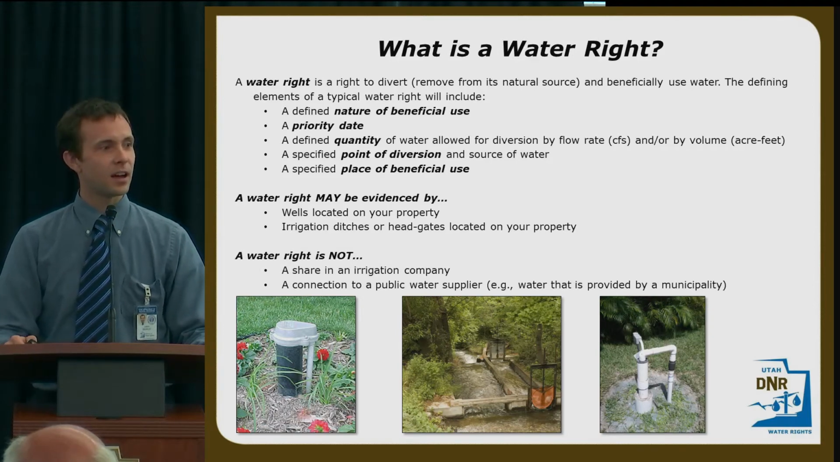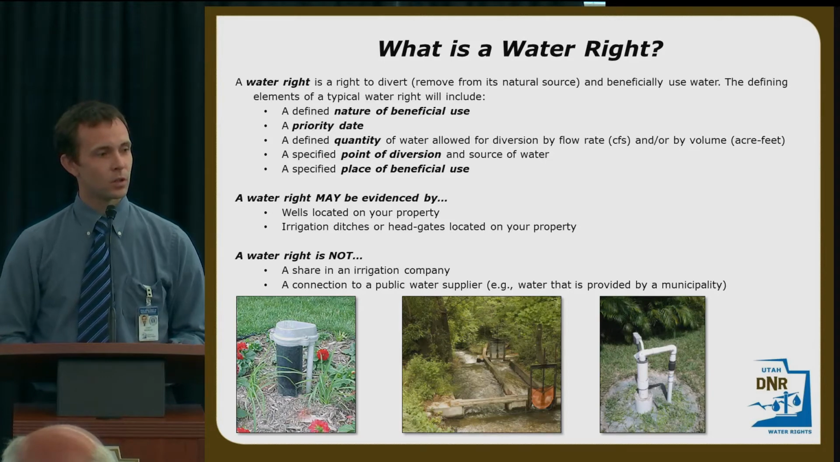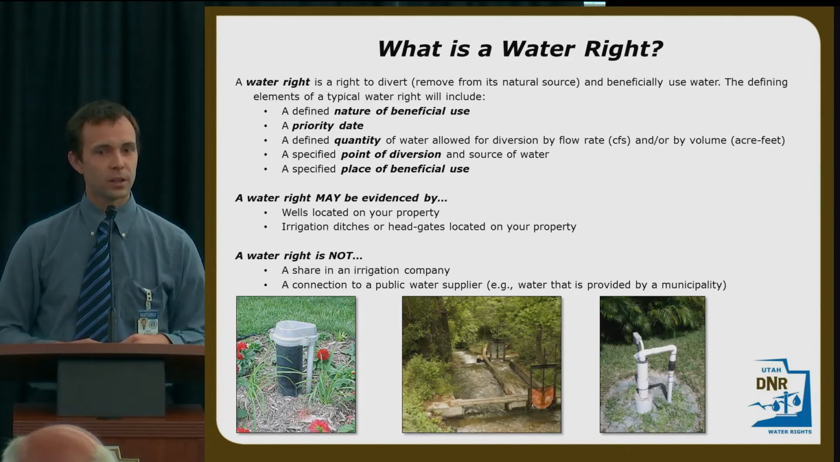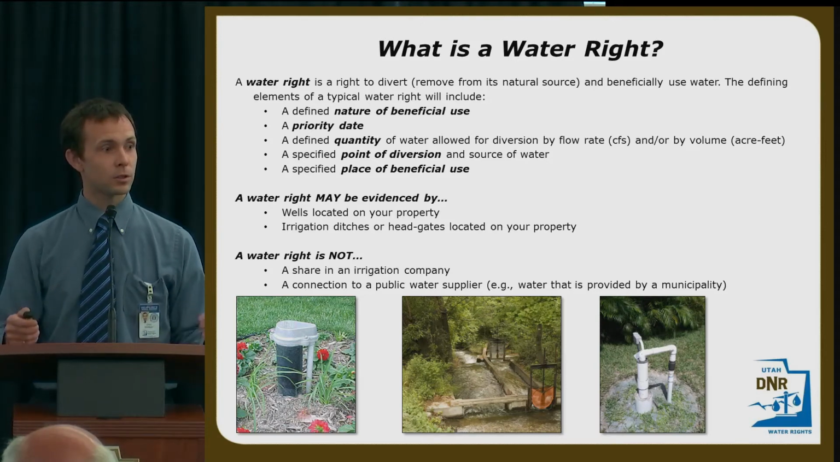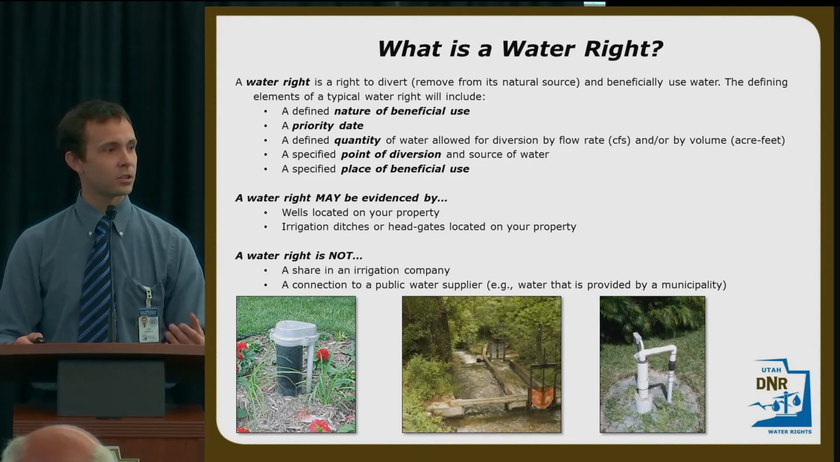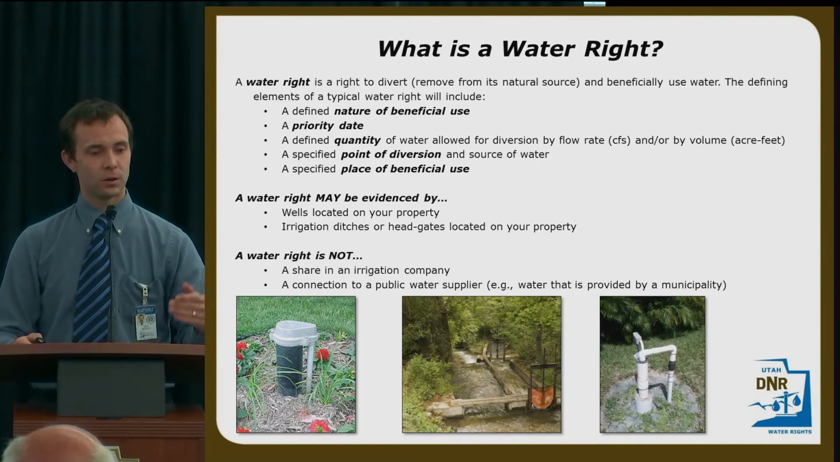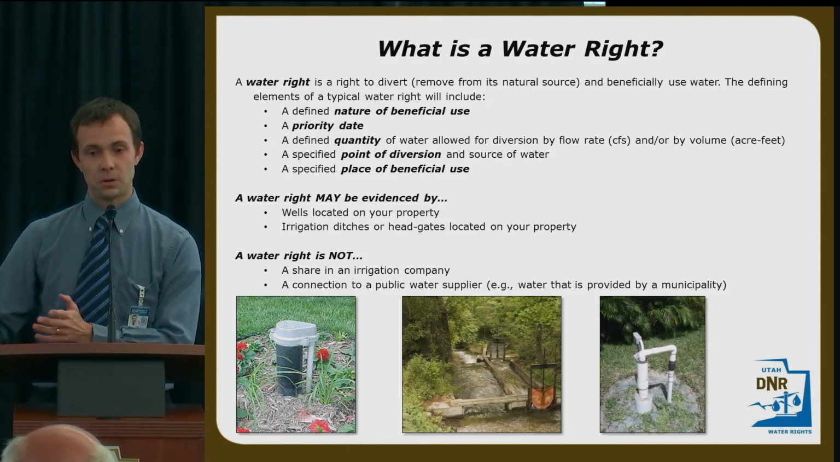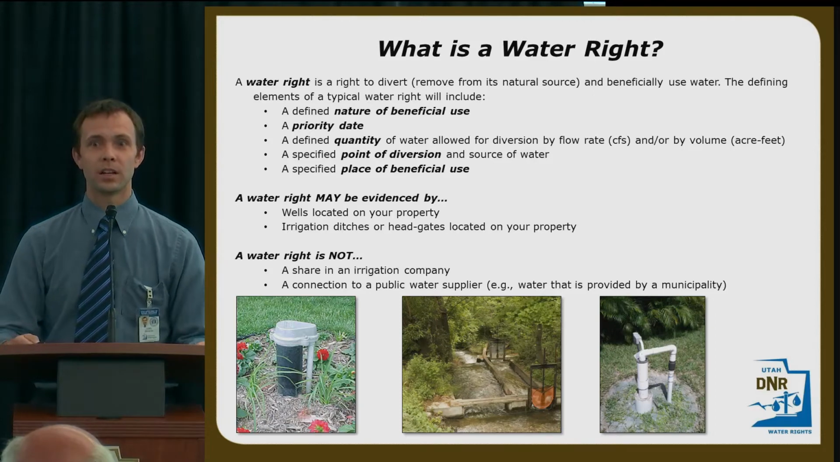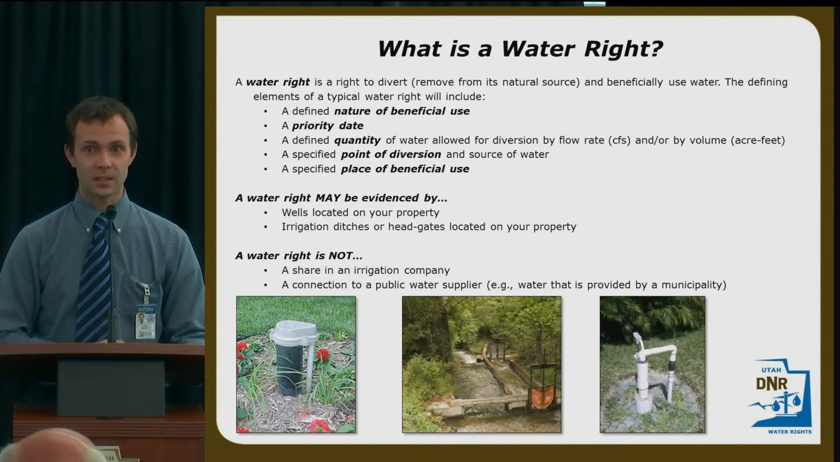A water right is not shares in an irrigation company or the water that a public water supplier supplies to its customers. So in the cases of that kind of water, it would be that entity, the company, the irrigation company, or the municipality who owns water rights. They own the right to divert water from a well or from a stream, and they serve it to their shareholders or their customers. But if you are the shareholder or the customer, you are not the owner of the water right. You might own your own water rights as a standalone thing, but not in the case of shares in an irrigation company or connection to a public water supplier, as examples.